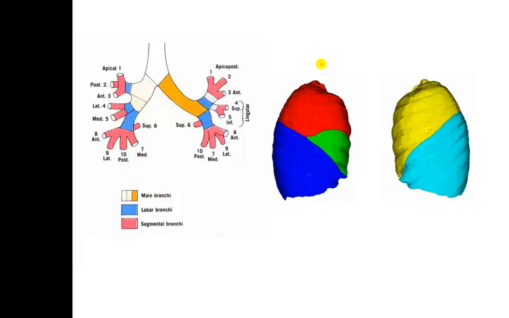So this is the right lung, this is the left lung, and the different colors here indicate the different lobes of the lung. So 3 lobes on the right, 2 lobes on the left. So on the right you have 1, 2, 3 lobar bronchi. On the left you have 2 lobar bronchi.